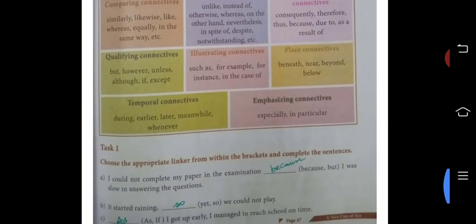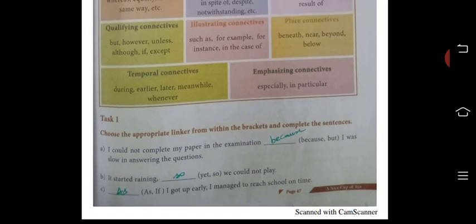Okay, let's move to the text exercises. See here. Choose the appropriate linker from within the brackets and complete the sentences. So here I'll use, I could not complete my paper in the examination because I was slow in answering the questions. Okay, so because, here because resembles the reason. Why could I not write my exam? Because I was slow in writing. Got it or not? And then see again, it started raining. Again comes reason. So reason we use so. It started raining, so we could not play.